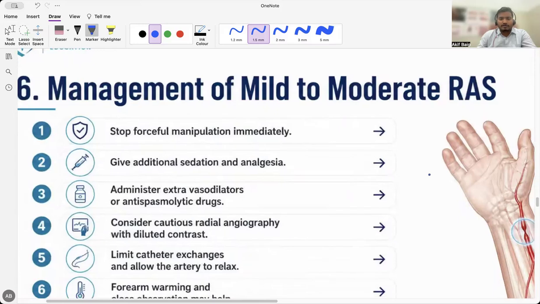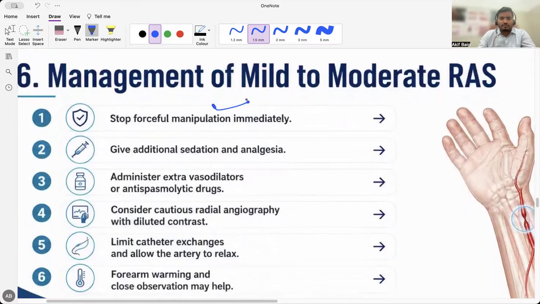So, management of mild to moderate spasm. Always remember to stop forceful manipulation. Do not do forceful manipulation. Only if the catheter is passing smoothly should you pass it. Otherwise, do not pass it. Give additional sedation. Suppose the patient has only mild spasm, wait for some time. Give some sedation or analgesia in the form of tramadol or fentanyl so that they can be a little calm. The pain is relieved, and thus it helps in decreasing the spasm as well.